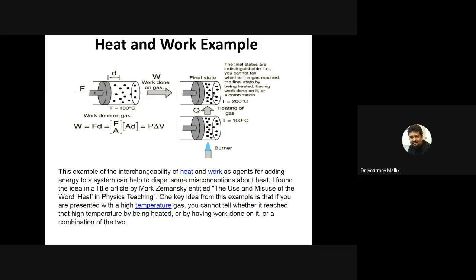Now, if I find the final state in any of our observations and see a volume of gas with an elevated temperature compared to the surroundings, we will not be able to say for sure whether it has been elevated by the work done or just by applying heat. That is impossible to say, or it could be a combination of both.